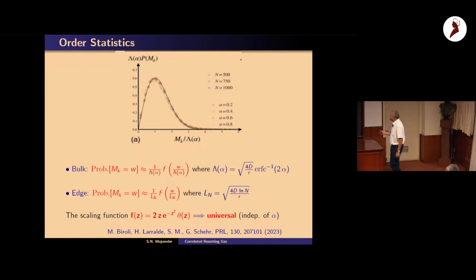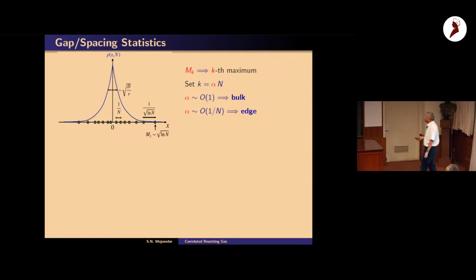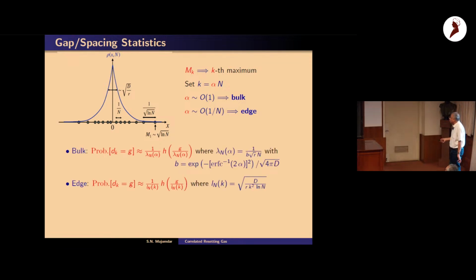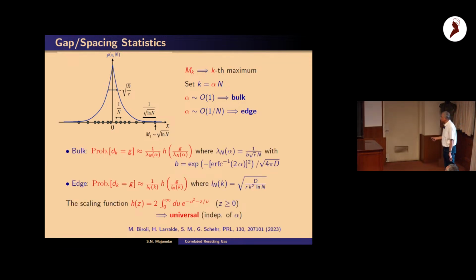And then you can probe the gap statistics. So the gap is just dk, which is mk minus mk plus 1. And again, you can compute this scaling function, the corresponding scaling function h of z, which is now given by this function here. Details are not that important, but the main point is that, again, this holds no matter whether you probe at the edge or inside the bulk. Inside the bulk, the typical spacing between the particles is order 1 over n, whereas near the edge, it's actually 1 over square root of log n.